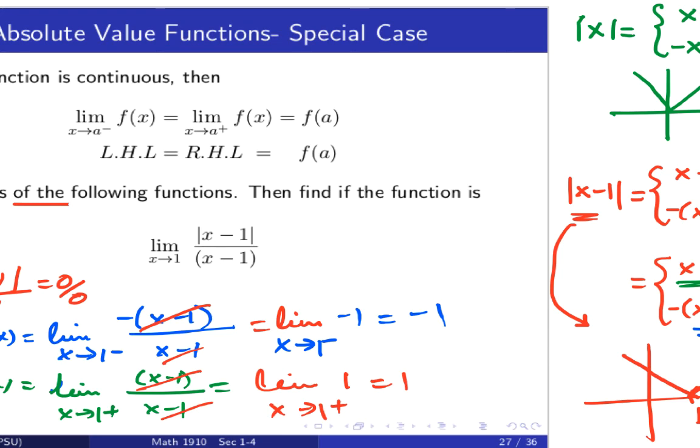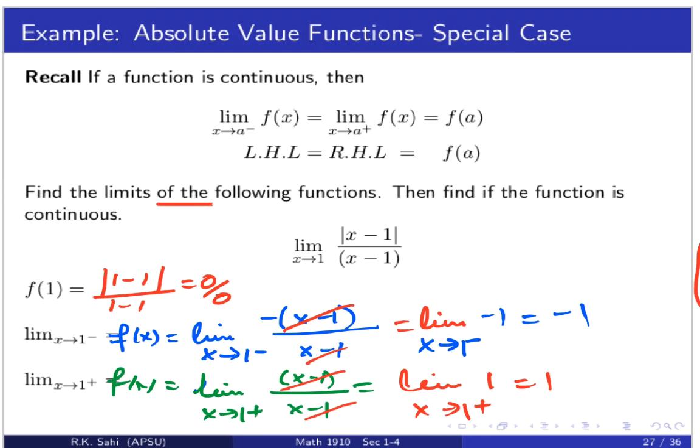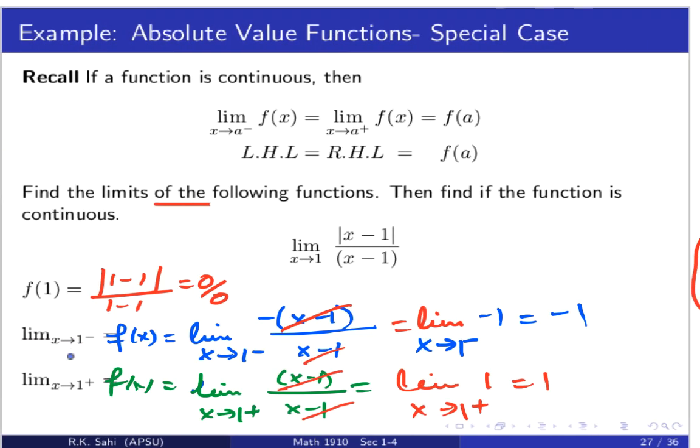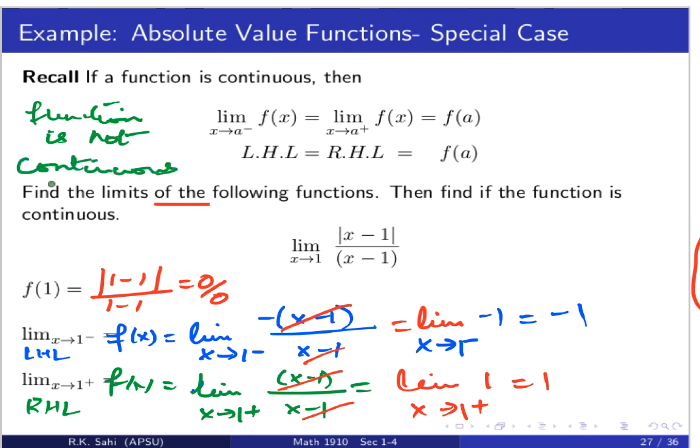So clearly, what are we getting? We're getting that the left-hand limit is not equal to the right-hand limit at 1. And hence, this function is not continuous. Okay?